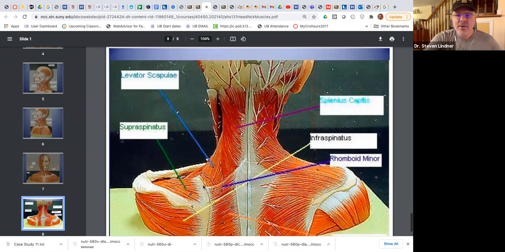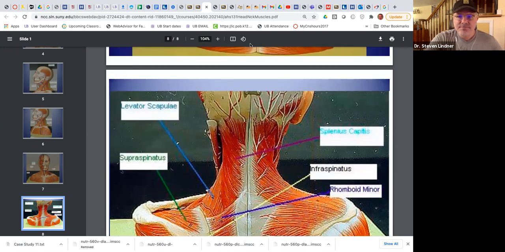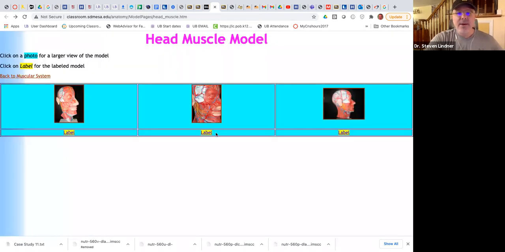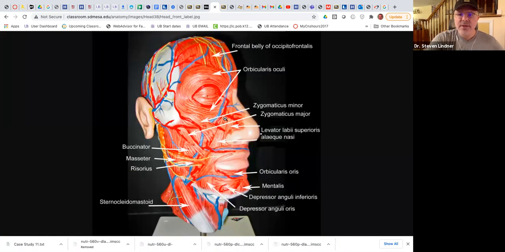Okay, so now that we've covered those, let me get into, yeah, let's go here. And now I want to show you the same muscles, but just on a different model. And again, these are all labeled for you.